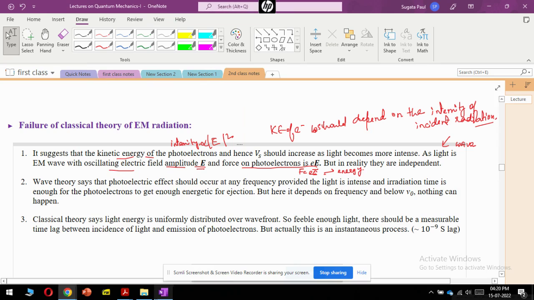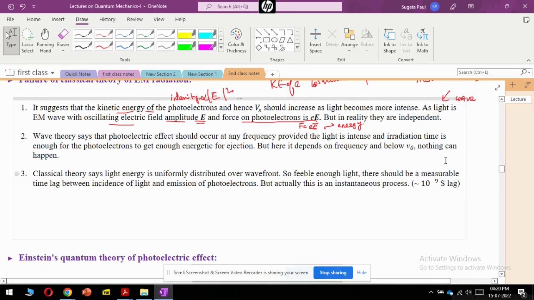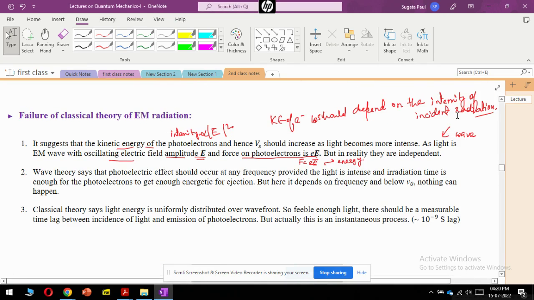Okay. So here light is treated as a wave. So that's why we are saying that this should be the case if classical theory were to be true. But here we already have seen from the observation that this is not true. This is basically the other way around, that the kinetic energy of the photoelectrons is independent of the intensity of the incident radiation.